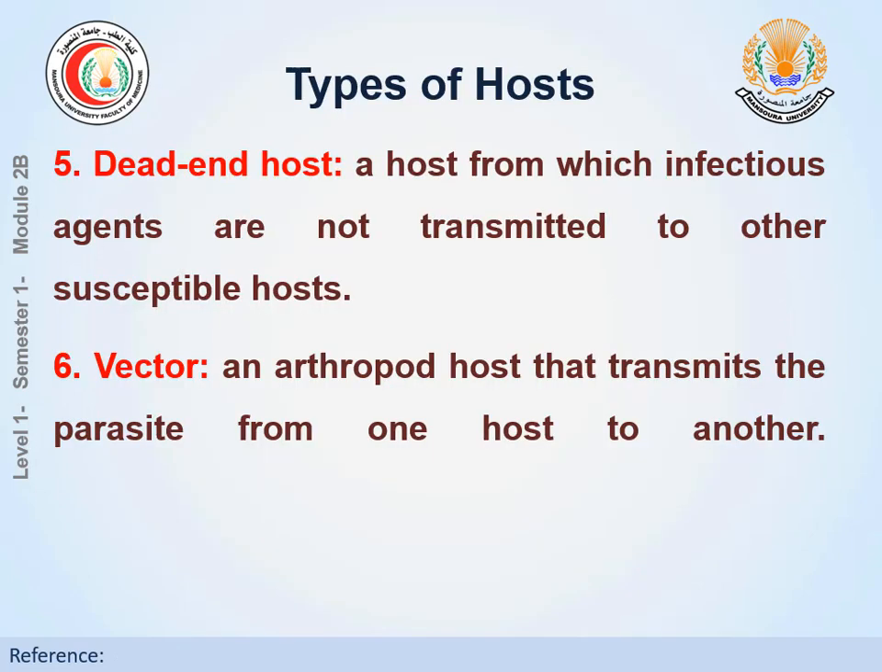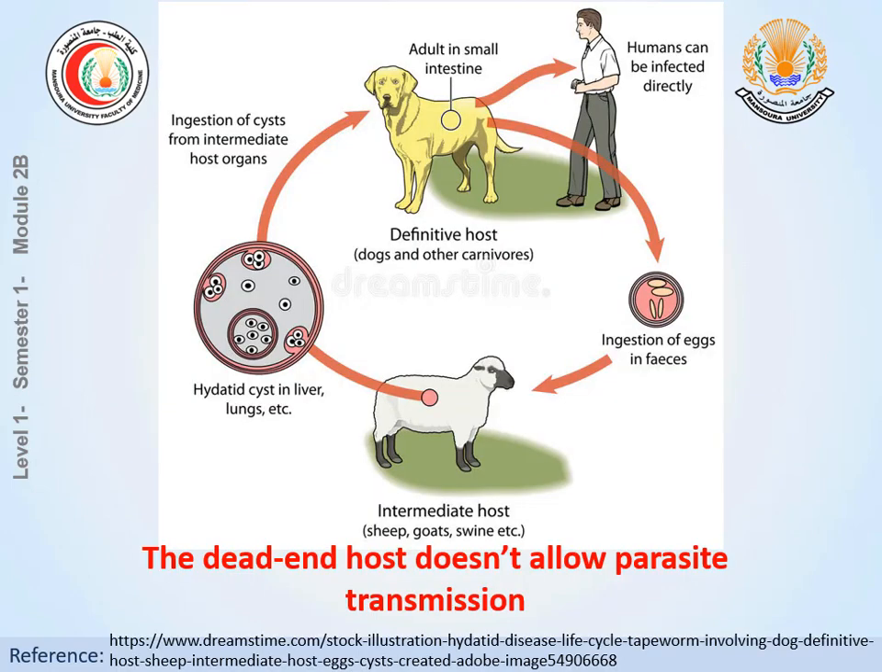As the name implies, in the dead end host, the parasite is no longer able to be transmitted to others. Its life cycle stops in the dead end host, as it is usually an unnatural host to the parasite. Here's an example of a parasite that naturally reaches the adult stage in the intestine of dogs and other carnivores. If this parasite accidentally infects humans, it is no longer able to mature or propagate, and man here is considered the dead-end host.